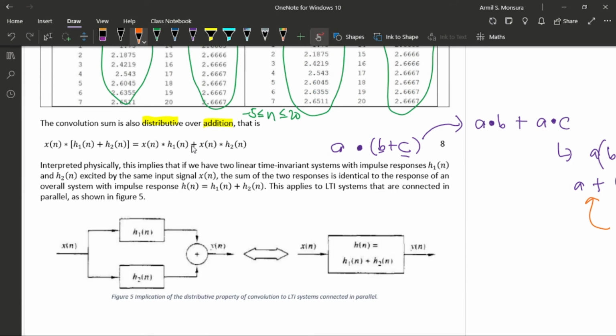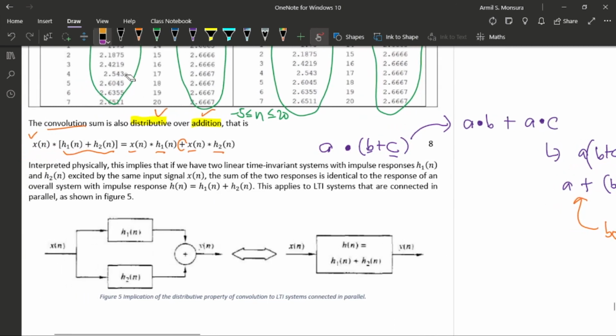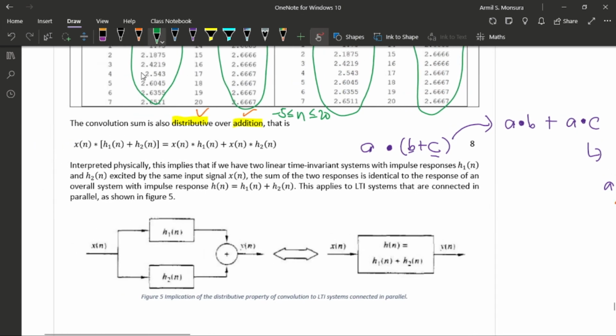Okay. Now, having said that, since the convolution sum operation is distributive over addition, ibig sabihin pwede natin i-distribute yung operation over the sum of terms, or the sum of two operands, okay. That would mean that the convolution of x and the sum of h1 and h2 is equivalent to the convolution of x and h1 plus the convolution sum of x and h2. So which means by applying the distribution over addition property of the convolution sum, itong dalawang expressions na to are equivalent expressions.